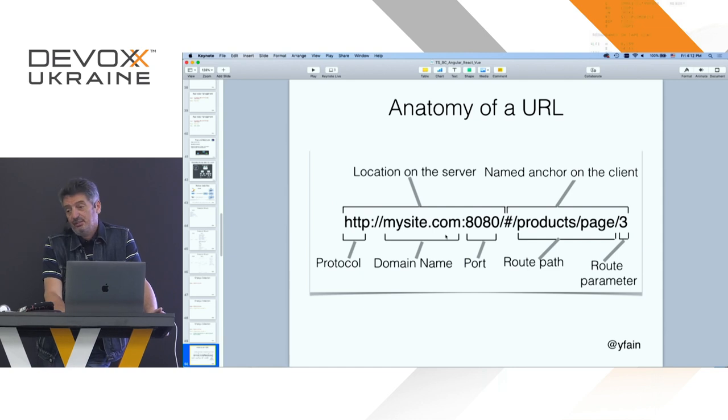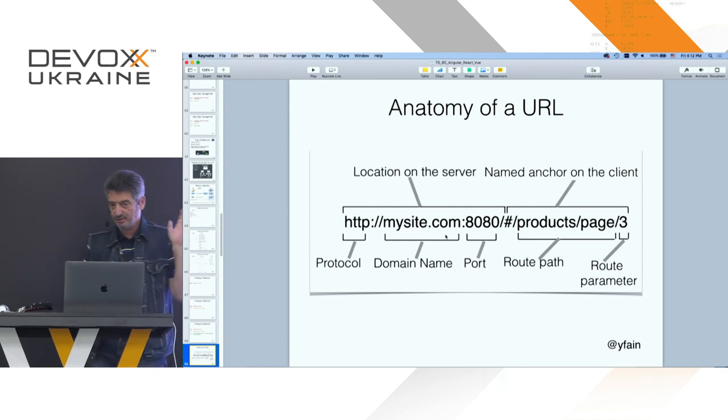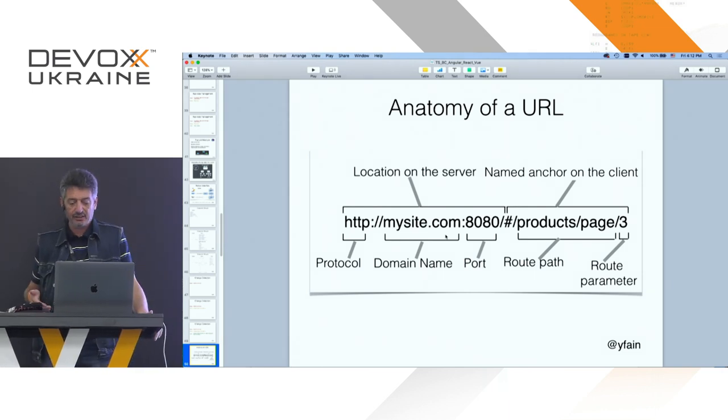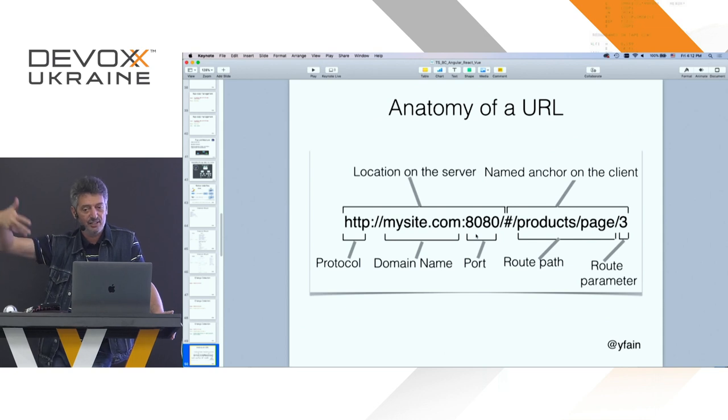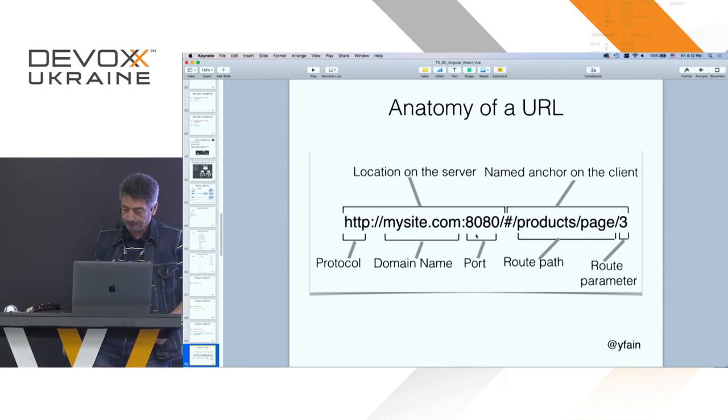Next, URL, routing, client-side navigation. Look at this URL. So what do we see there? I have HTTP, mysite.com, and a port, and then a hash sign, and then something else. So up till the port, this is all information about the server. This is where you deployed your app on that port. If I change any of these letters, it'll result in a request to the server, right? Because I changed that domain name or maybe the port.